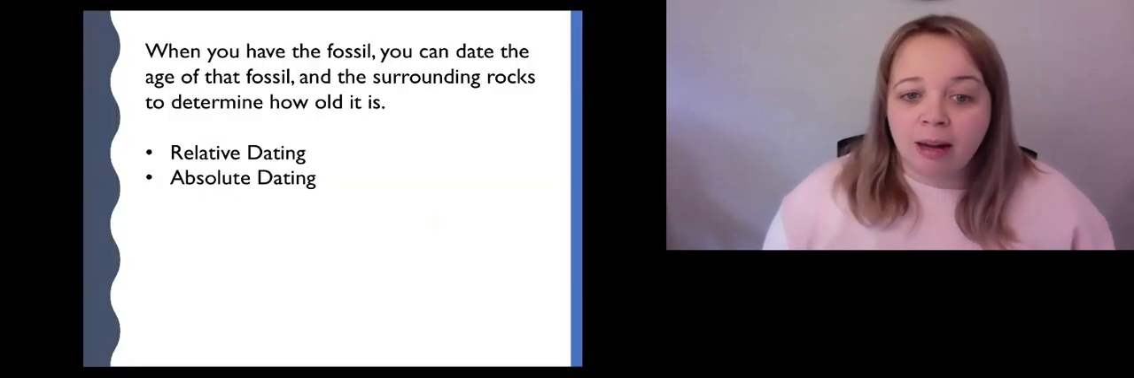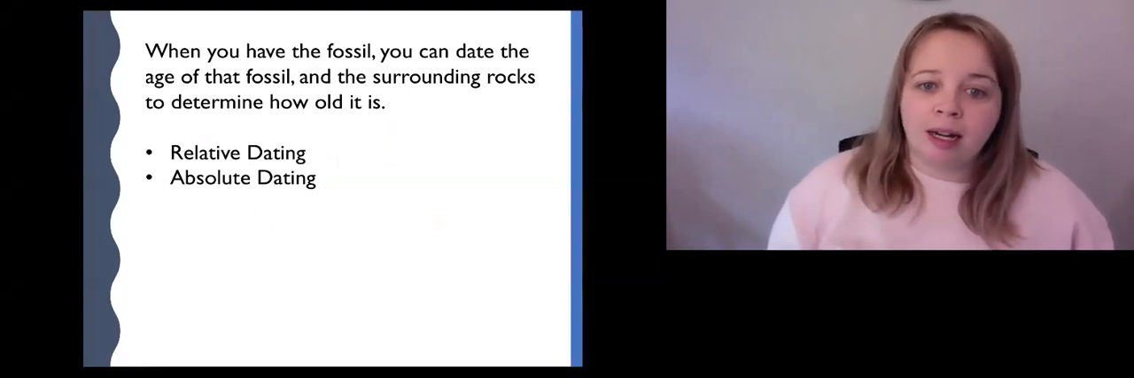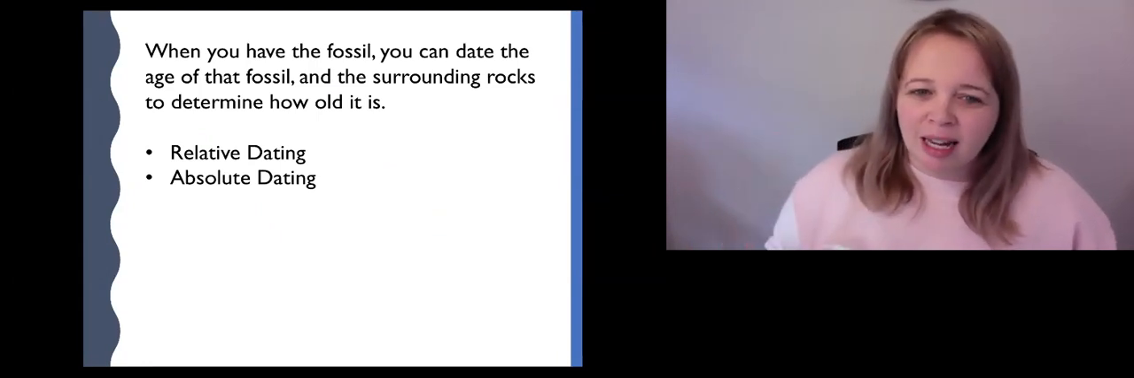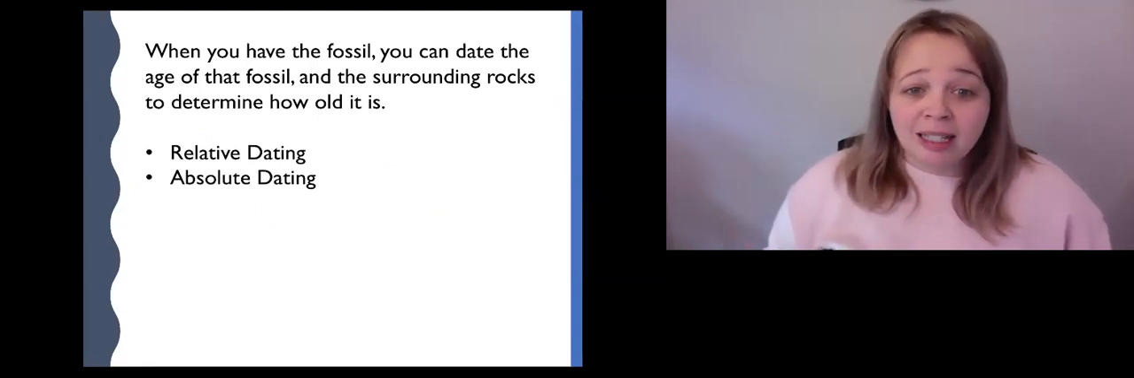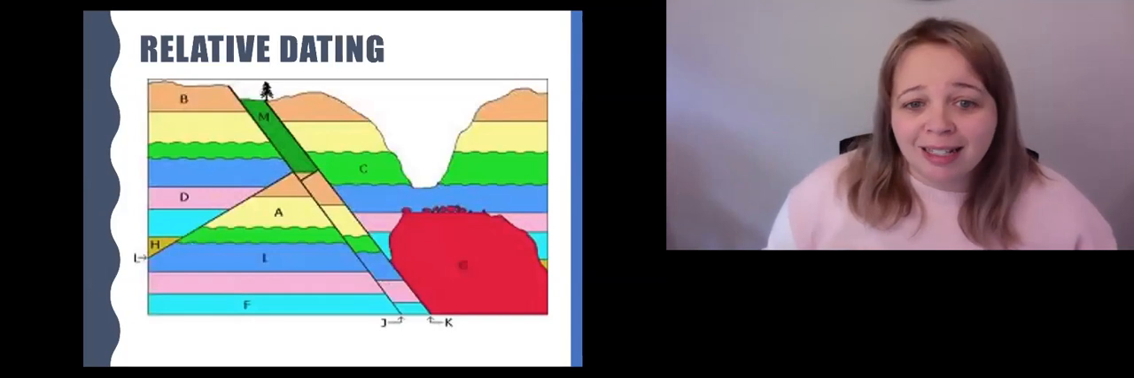And then the other type of fossilization or dating method that we're going to talk about is absolute dating. So that's an entirely different video. It's going to be a lot longer, and we're going to investigate these things called half-lives. But let's have a look at the first method. The first method of dating a fossil, so determining how old it is, is called relative dating.